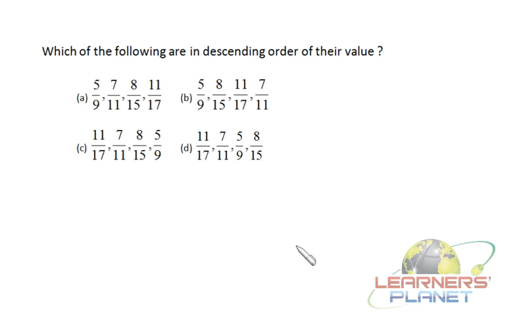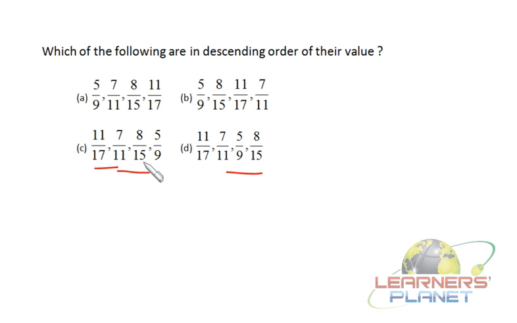Okay friends. Now in this question, which of the following are in descending order of their value? Now let's see from the options. It's 5 by 9 and it's 7 by 11. So difference between numerator and denominator in both of these cases is 4. So definitely 7 by 11 will be greater. Now 7 by 11 is greater than 5 by 9 in these two options. Okay. Now let's check which of the following is correct. Now after cross multiplication, it is 121 and it is 119. Okay. Now that means the first order is correct.